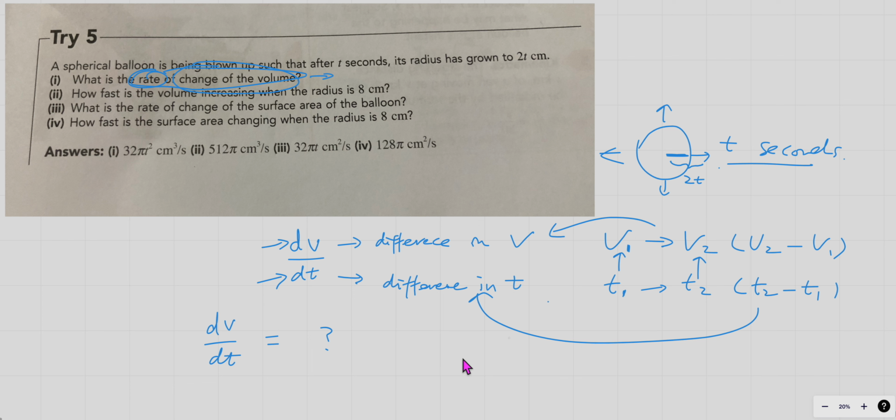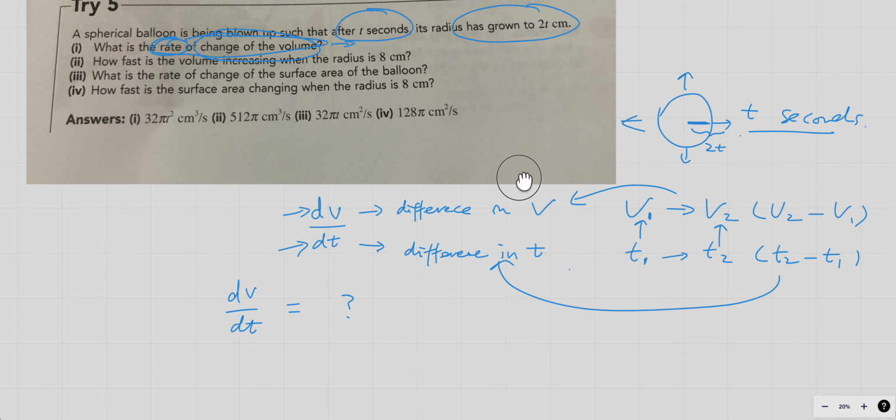So dV is the difference in volume. So what do you have in the question? It says grown to 2t after blown for t seconds. So what do you have in the question? I think you have the change in time. Do you have the change in volume? I think so, because it's from zero volume to that, isn't it? So the difference is the value they gave. Okay, that's one way to look at it.